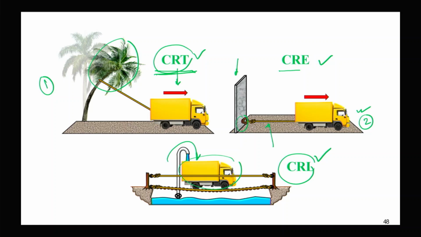If we use a particular material and test it using constant rate of elongation, but its application is where constant rate of loading is applied, then the result will be wrong as far as that particular application is concerned.